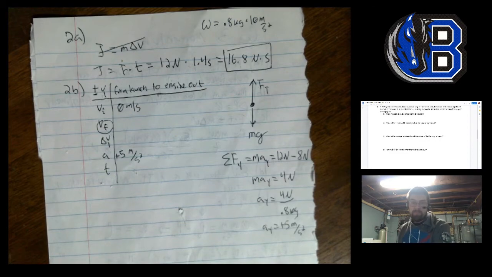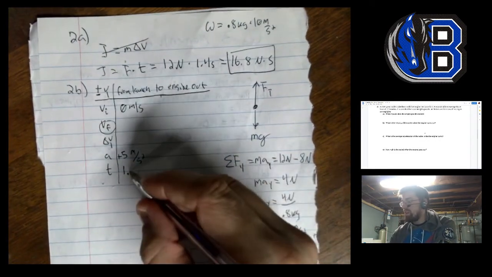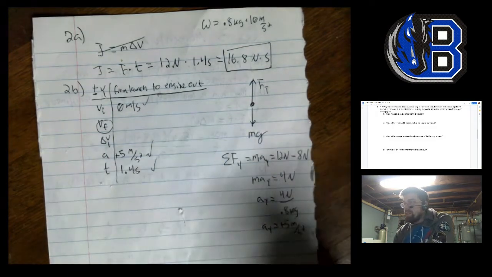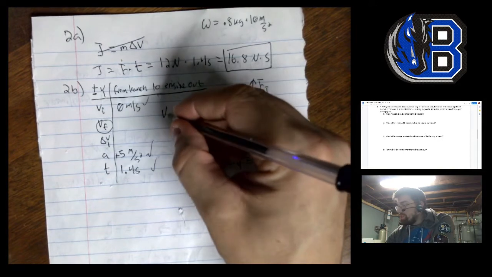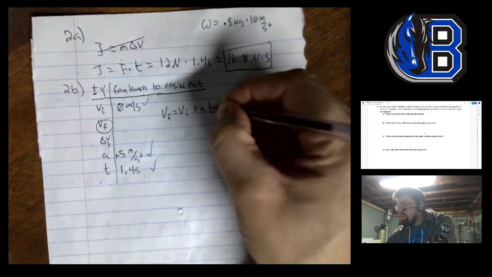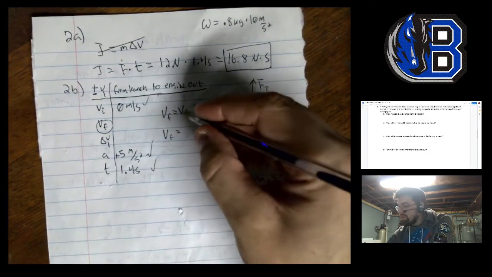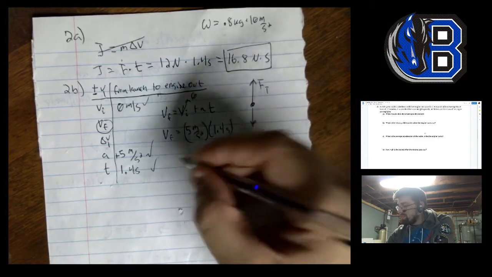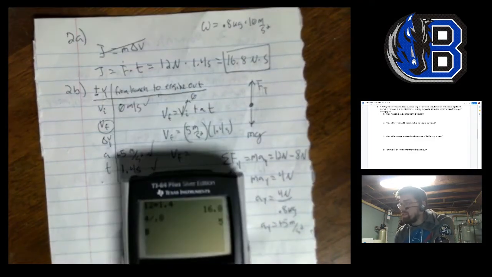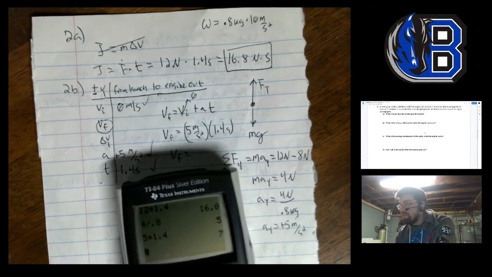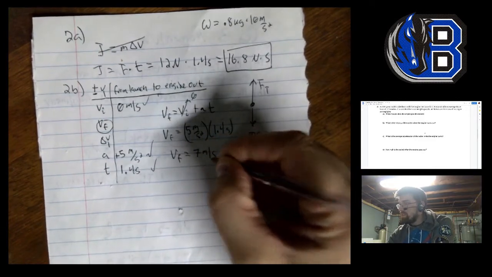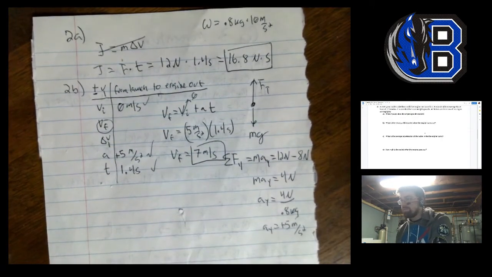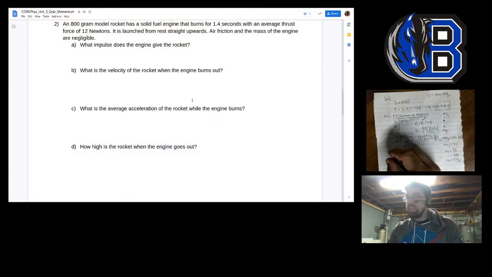This is powered flight. We even know how long the engine burns for: from launch to engine out is 1.4 seconds. I've got 3 kinematics variables, so I can solve for a 4th. Out of my 4 equations that hopefully are on your cheat sheet, this would be one of them. If I accelerate for 5 meters per second squared for 1.4 seconds, I end up at a velocity of 7 meters per second. And it's positive, so it's in the same direction as the acceleration, which is upwards. That is the velocity of the rocket when the engine goes out.